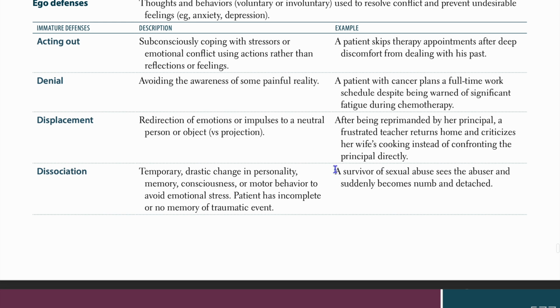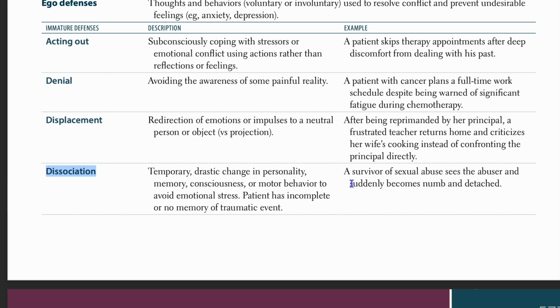Dissociation. A survivor of sexual abuse sees the abuser and suddenly becomes numb and detached. This is a temporary, drastic change in personality, memory, consciousness, or motor behavior to avoid emotional stress. The patient has incomplete or no memory of the traumatic event.